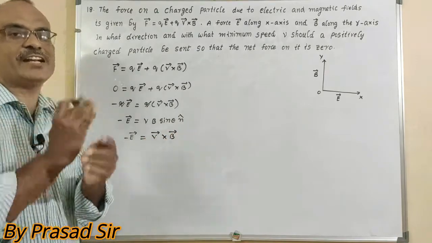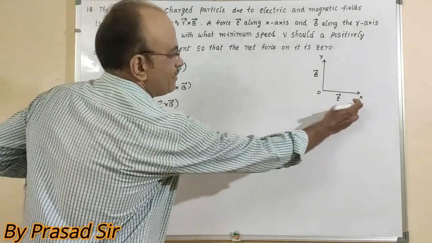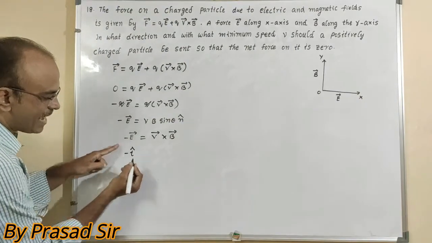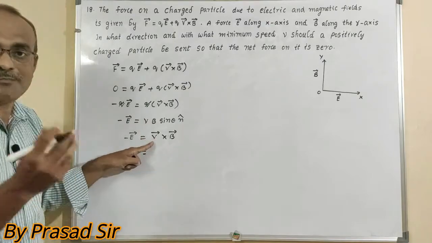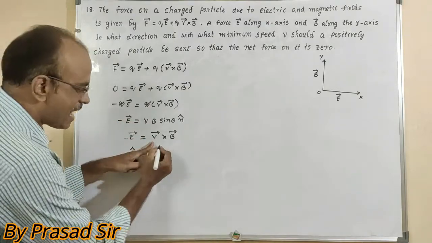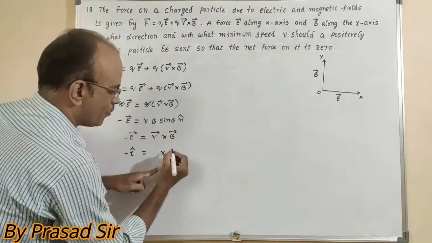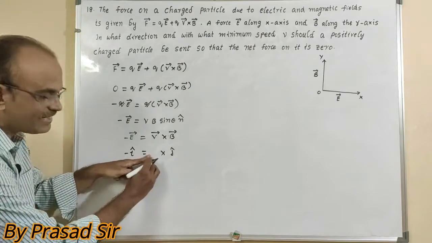Remember, this is a very interesting topic. E vector is along which direction? The x-axis. Here minus is there, no? So that's why minus i cap is equal to V vector, but we don't know which direction it is, cross B. And what is the B direction here? Along the y-axis, so that means it is j cap. I want to find this direction.